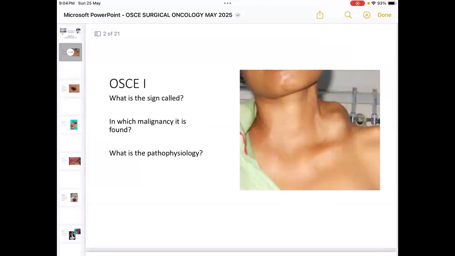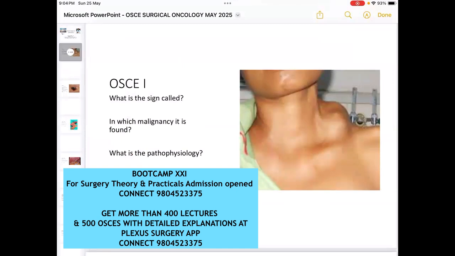Start with the first OSCE. First OSCE is a picture. There's a typical name to this particular sign in clinical practice. I want to know from the audience what is the name of this particular sign. This sign is known as Troisier sign, sir. Okay, very good. So this is a Troisier sign, that is the left supraclavicular lymph node enlarged.